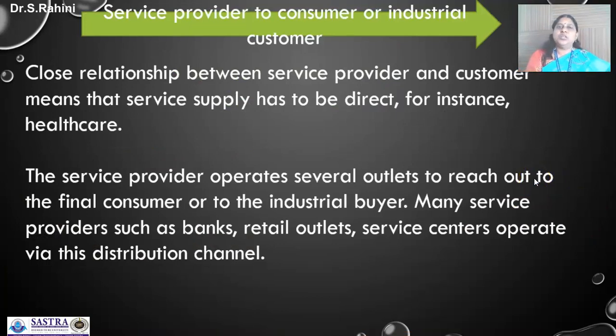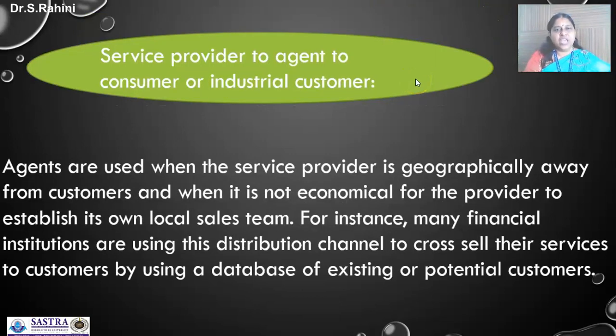The first model is service provider to consumer or industrial customer. Close relationship between the service provider and the customer means that service supply has to be direct. For instance, healthcare. The healthcare industry plays a vital role in this service provider to consumer and industrial customer model. The service provider operates several outlets to reach out to the final customer or the industrial buyer. Many service providers such as banks, retail outlets, service centers operate via this distribution channel because they cannot directly deal with the customers.